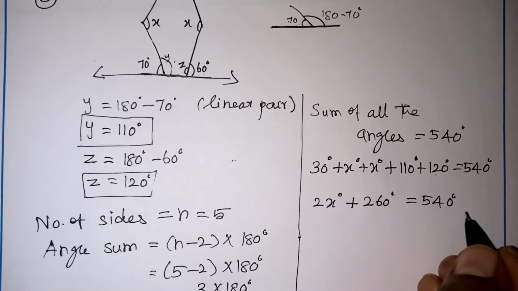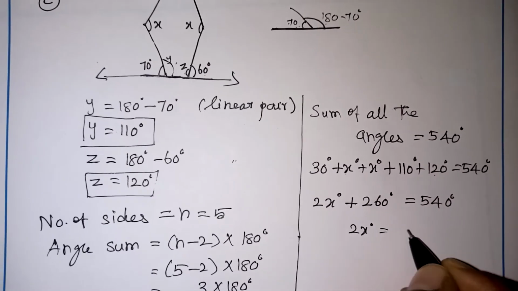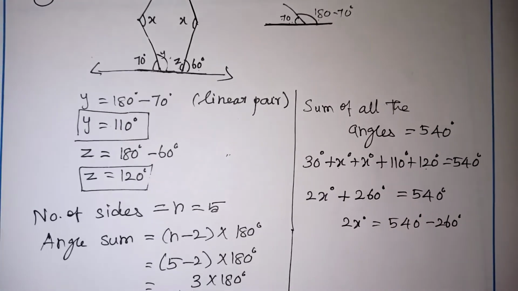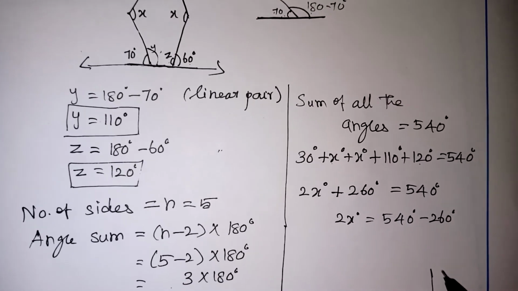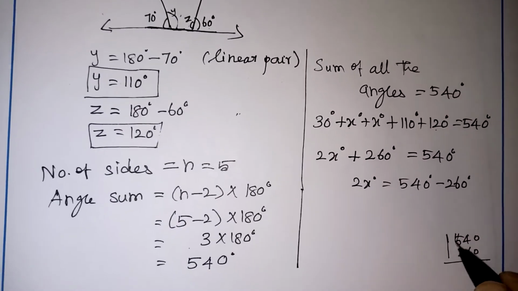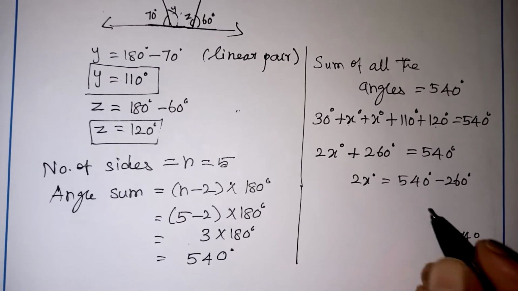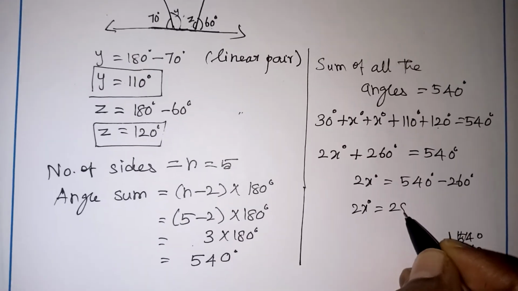So plus 260, bring it to that side, that will become minus. So 2x degrees is equal to 540 degrees minus 260 degrees. Now we need to subtract, normal subtraction. 540 minus 260: 0, then borrowing, 14 minus 6 is 8, 4 minus 2 is 2, so 280. So 2x is equal to 280 degrees.